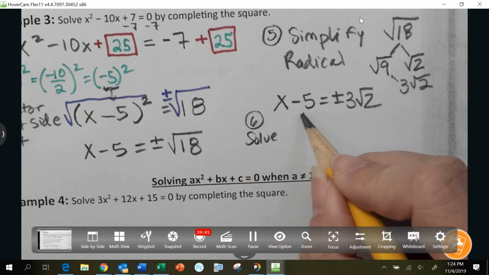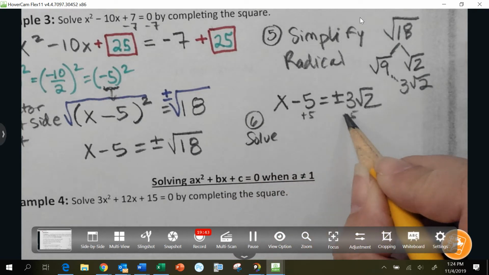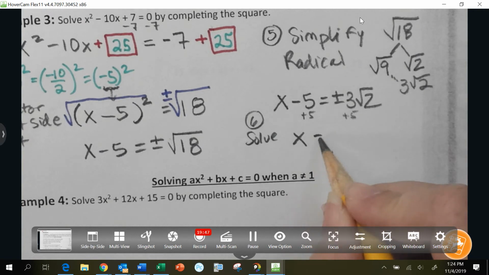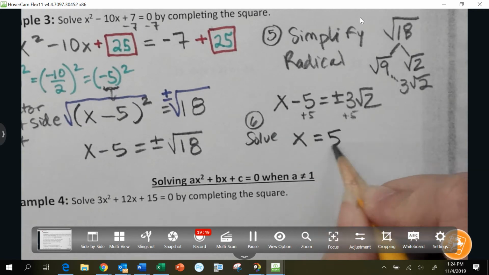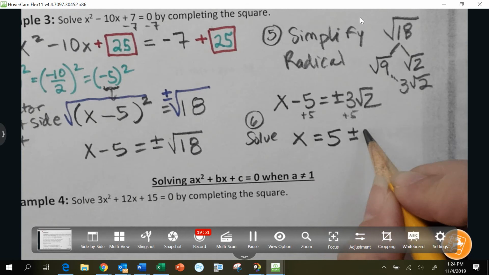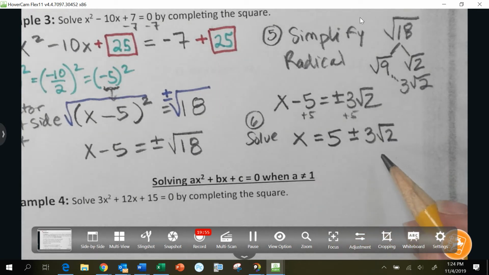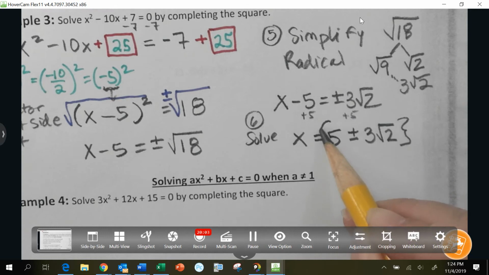So we're going to add 5 to both sides. I cannot add 5 with a 3 radical 2. There's no way possible that you can add those. They're not like terms. So this would be one where I do not have to go any further than this step.